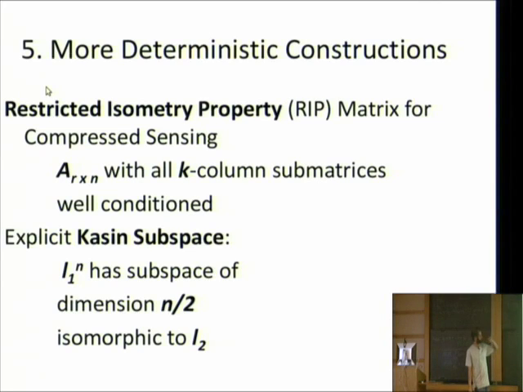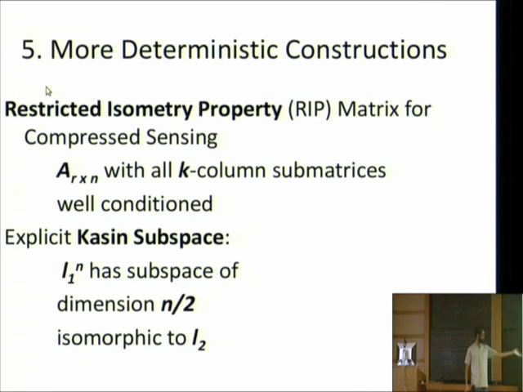There's this field called compressed sensing where you're interested in restricted isometry property matrices, and roughly this is just an r by n matrix where r is much less than n, so it's a really fat matrix, and you want all the k-column submatrices to be well conditioned. So you want this matrix to not shrink or expand sparse vectors very much. Currently the only known constructions of this are randomized, and since our method is deterministic, there's some possibility you could use something related to construct these things deterministically.